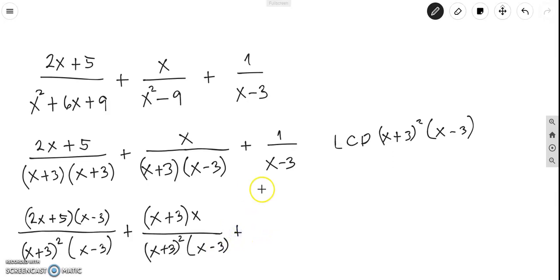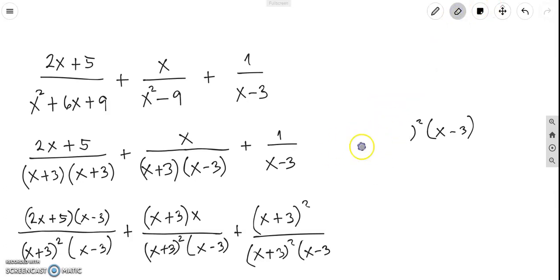Next, plus 1, because here we don't have x plus 3, so therefore we will have x plus 3 squared all over x plus 3 squared times x minus 3. To simplify the expression, we just erase this part here so that we can continue on this side.